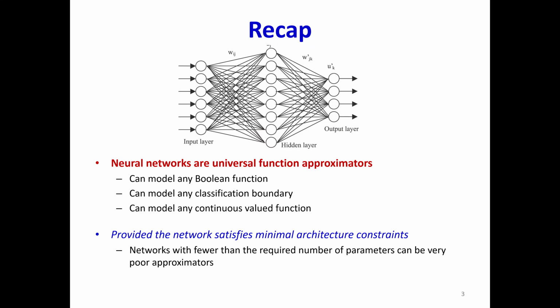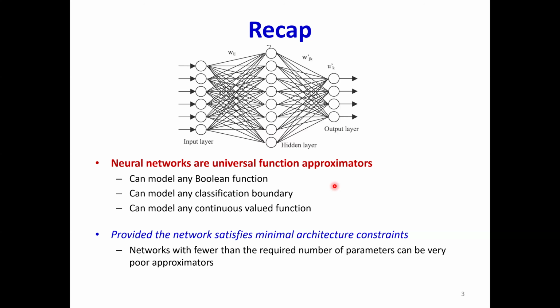So here's a quick recap. Feel free to interrupt me at any time. If you don't understand anything, please ask, right? We've seen that neural networks are universal function approximators. What this means is that given any function, you can always construct a neural network to compute it exactly or approximately with arbitrary precision. So you can model any Boolean function, you can model any classification boundary, you can model any continuous valued function using a neural network, provided the network satisfies some minimal architecture constraints.